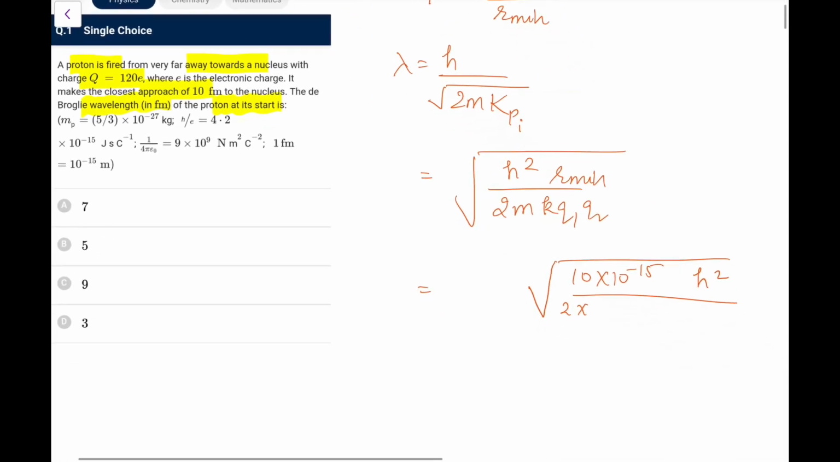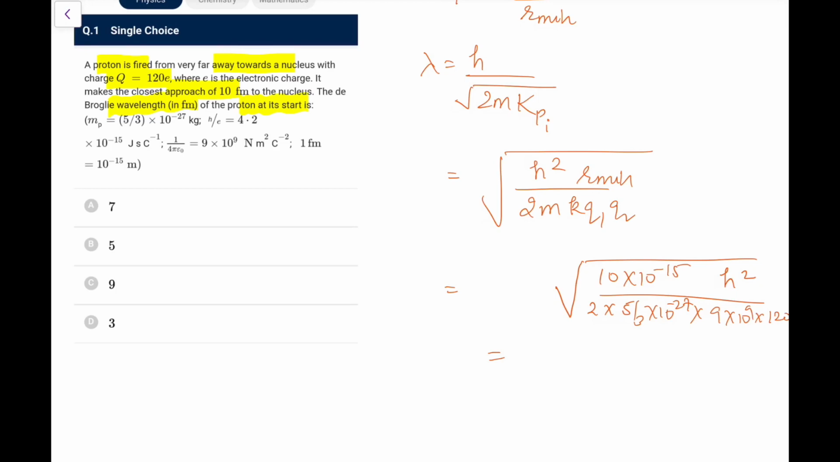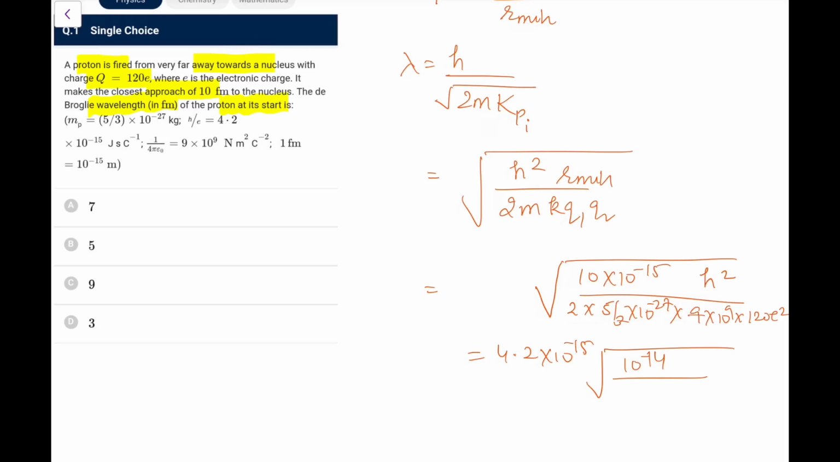M is 5 by 3 into 10 to the power minus 27. K is 9 into 10 to the power 9. Q1 Q2 would be 120 e square. I am given the value of h by e, I'll take it out. It is 4.2 into 10 to the power minus 15. Now what are we left with? 10 to the power minus 14 above, and what we have here, 3 and 3, 3 2s are 6, 5s are 30, 30 into 120 into 10 to the power 9 and minus 27. If I do that it is minus 18. So that is 10 to the power 4, 10 to the power 2 goes up, so 4.2 into 10 to the power minus 3, that would be the answer here.